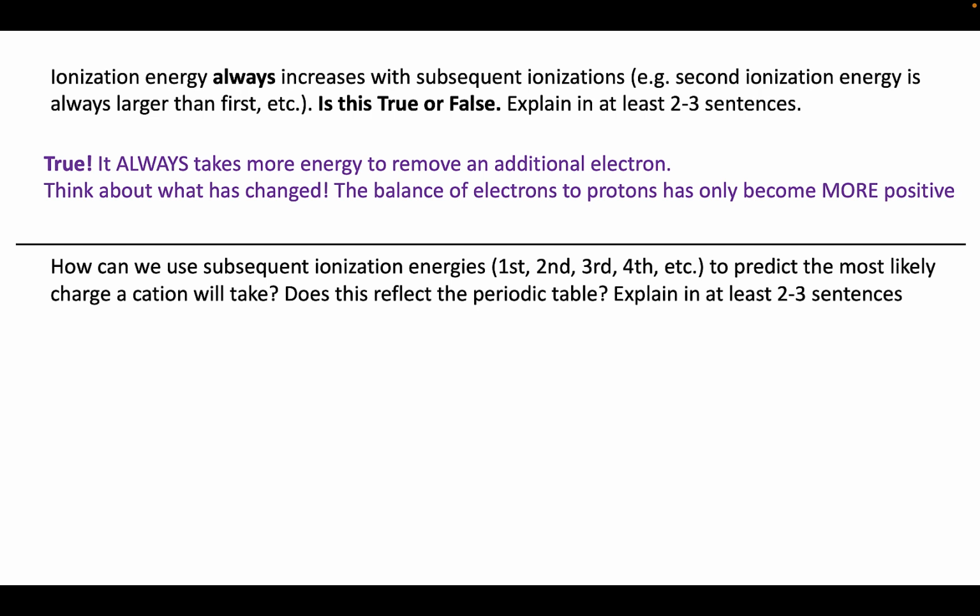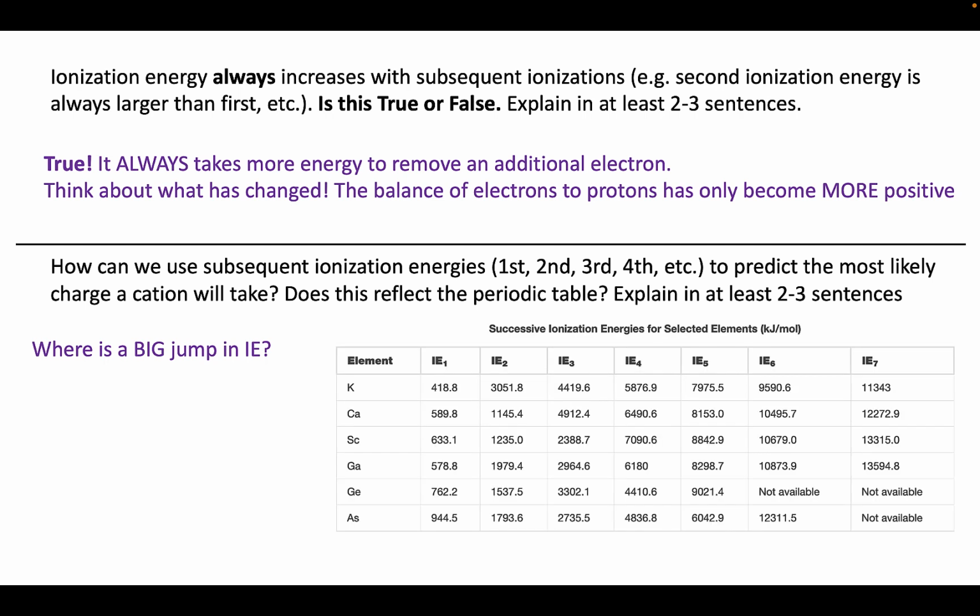The next question is, how can we use these subsequent ionization energies, which we've already discussed are going to be increasing, to predict the most likely charge for a cation? Here, what we want to think about is, where is there a big jump in ionization energy? We know it's always increasing, but if we look at a table of ionization energies, what we'll notice is that there is a place where there is a big jump.